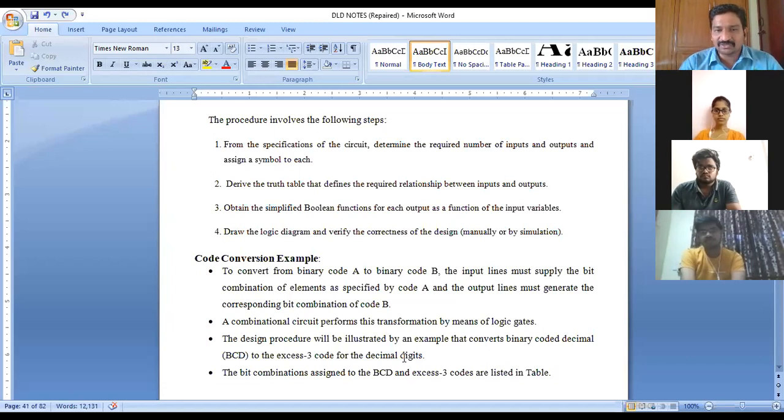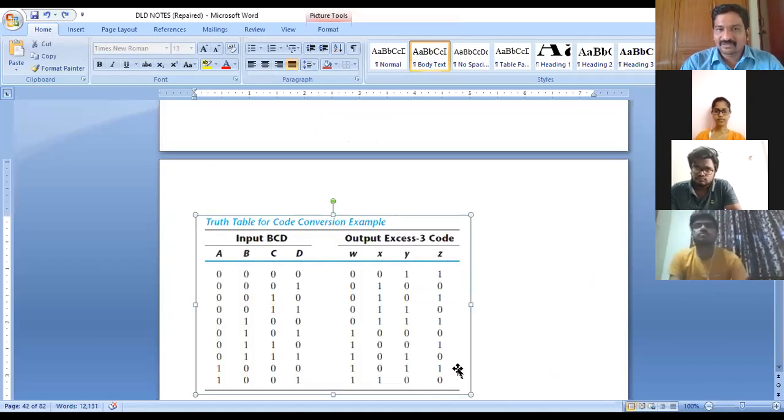So I want a circuit. First I need to understand what BCD is and what excess 3 is. Here I am taking BCD as 8, 4, 2, 1. How many inputs are required here? A, B, C, D, with weights 8, 4, 2, 1. This is BCD. Since 8 plus 1 is 9, BCD means only 10 digits: 0, 1, 2, 3, 4, 5, 6, 7, 8, 9. Only up to 10 digits should be considered.